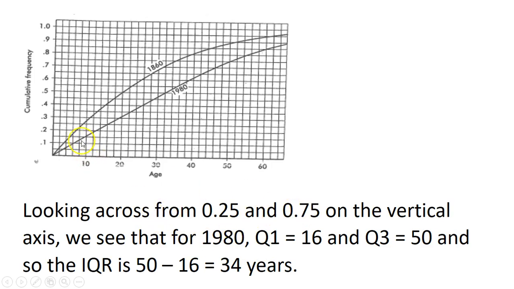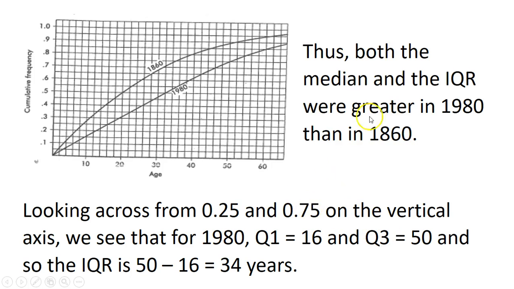Looking across the other one, that is right here, which appears to be around 16, maybe. And then if we go to 75, that is the whole way over around 50-ish. For the third quartile, 50-ish. So now the difference is around 34 years. So there is your interquartile range for that. Thus, both the median and the interquartile range were greater in 1980 than they were in 1860.